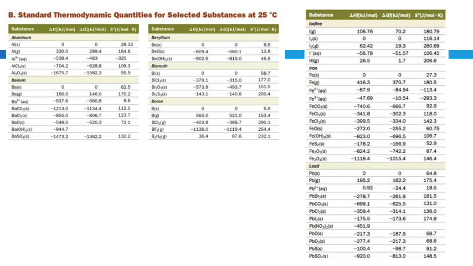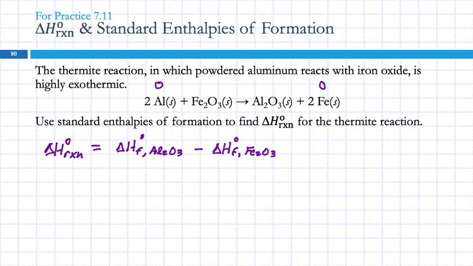Okay, now we can go back to our problem. So we looked up the heat of formation of Al2O3, and I wrote it on the board because my short-term memory is questionable sometimes. Minus 1675.7 kilojoules per mole, and we're going to subtract the heat of formation of the reactant, negative 824.2.